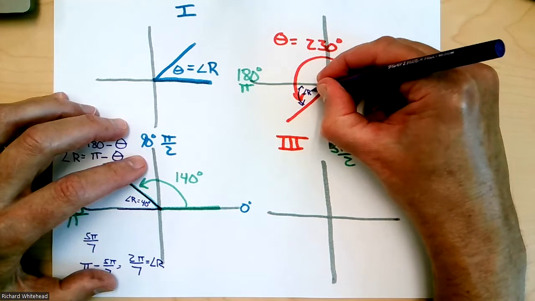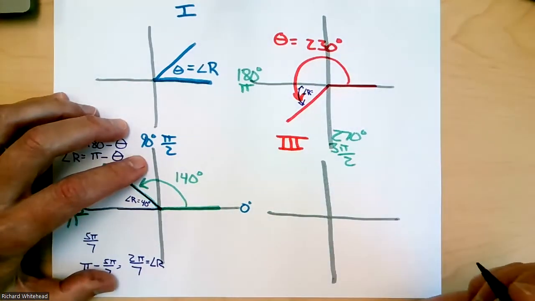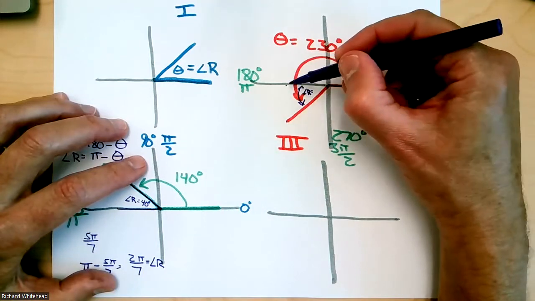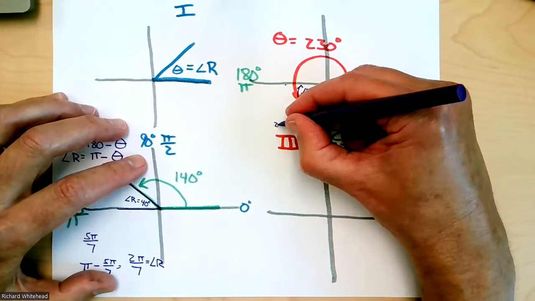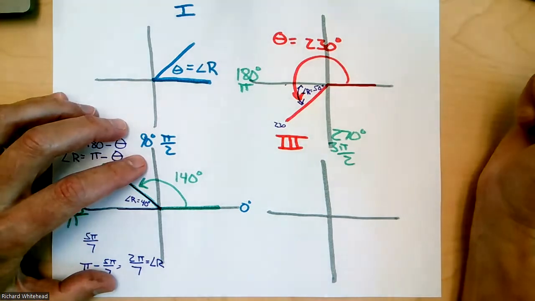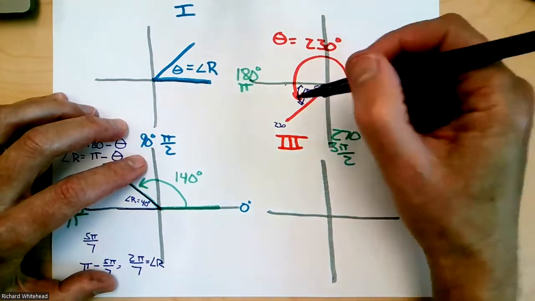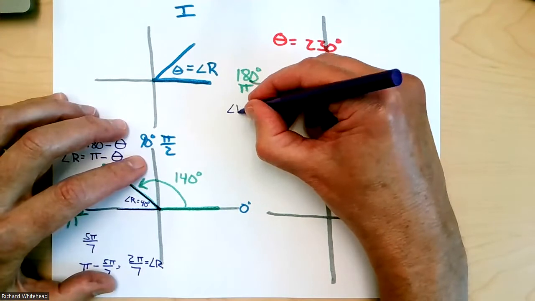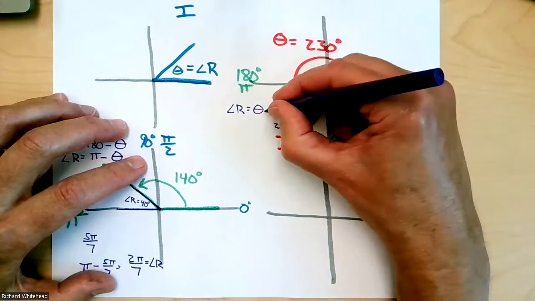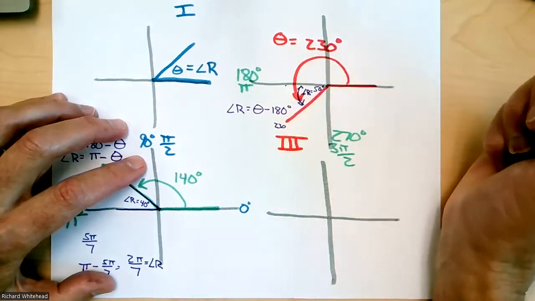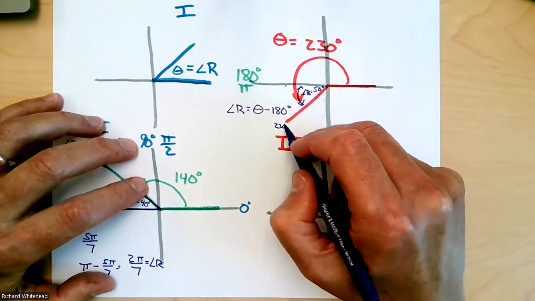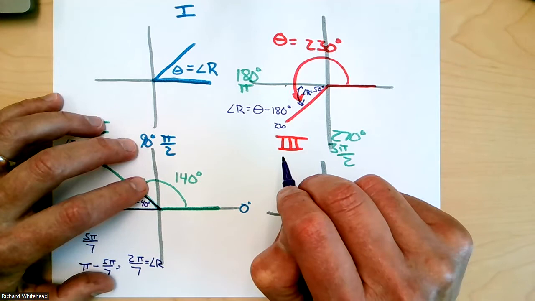So if my angle is 230, how do I go back from 230 to 180? How many degrees is that? Well, from 230 back to 180 would be 50 degrees. So it looks like in the third quadrant, my reference angle would be the original angle theta minus 180 degrees. So 230 minus 180 made that reference angle of 50.